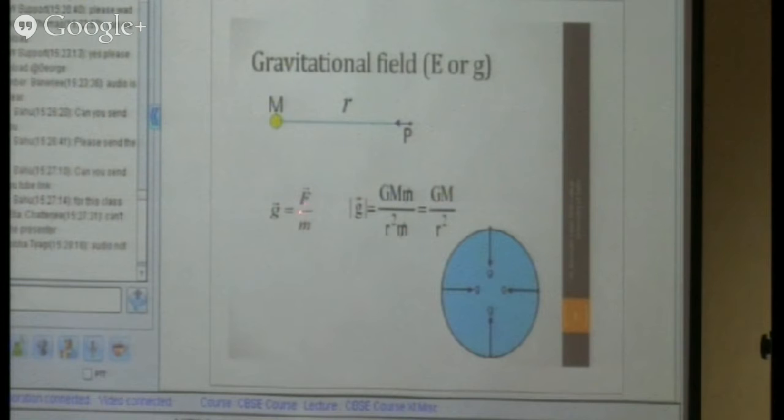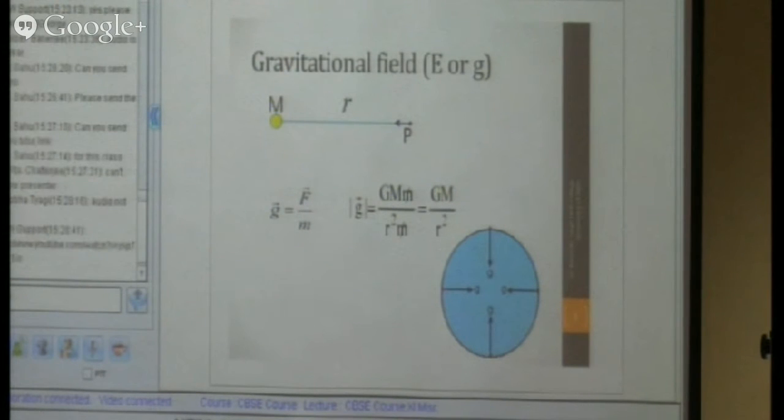This quantity, force per unit mass, is called gravitational field intensity in a proper way, or in short, sometimes we say the gravitational field. But force by mass is also acceleration, so we sometimes represent this by G, sometimes by E. Symbols may be any, right? But this is in fact force per unit mass. If you take it in magnitude, all you have to do is remove this m from here, and you get this formula GM by R square.